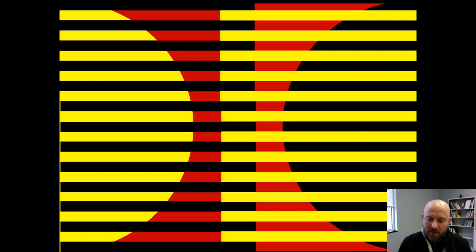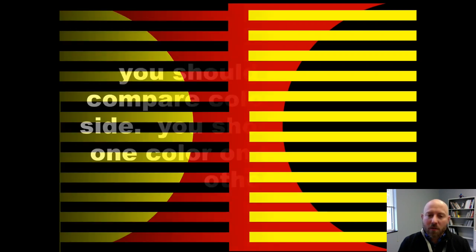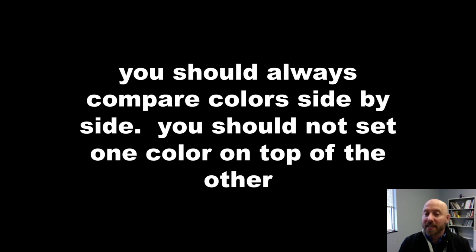Okay, so we can't always trust our eyes when we're evaluating color, and that's, I think, the big takeaway of what we're going through right here. You should always compare colors side by side and not set them on top of each other. If you're trying to compare color, a lot of times people will take two samples and overlap them and compare them between each other. It's not a good way to do it.